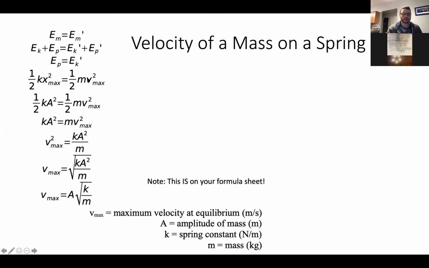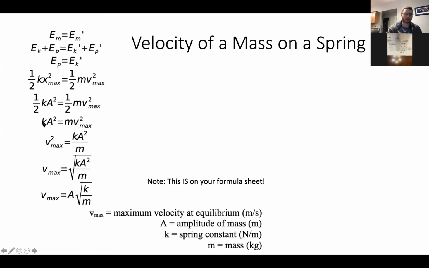Now for the next step, we're substituting x for amplitude. Remember, the amplitude of something in oscillatory motion can be the same as the displacement. So we're just substituting x for a there, and we're leaving this one alone. Because we have 1/2 on both sides, we can cancel 1/2. So we'll be left with ka squared is equal to mv squared.